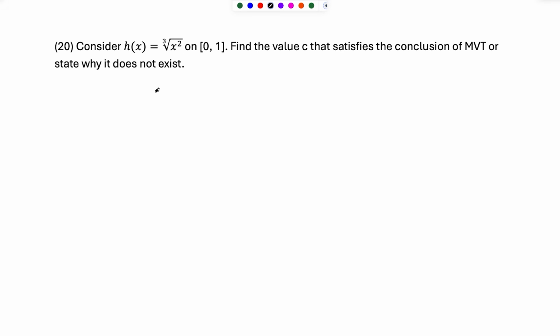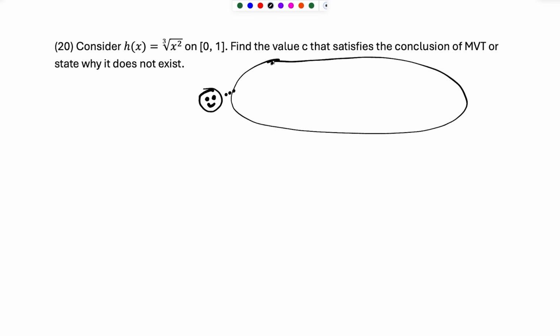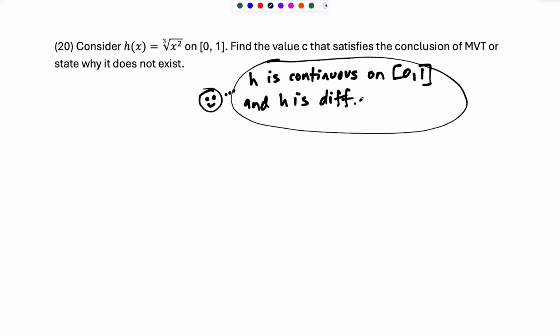Question 20, we have h of x equals the cube root of x squared, and we're on the closed interval 0, 1. And we want to find the value c that satisfies the conclusion of the mean value theorem, or state why it does not exist. So for this one, we have to know that in order to use the mean value theorem, we need to show two things are true. We need to say that, in this case, h is continuous on the closed interval 0, 1. So this needs to be true. And we have to be able to say here that h is differentiable on the open interval 0, 1.